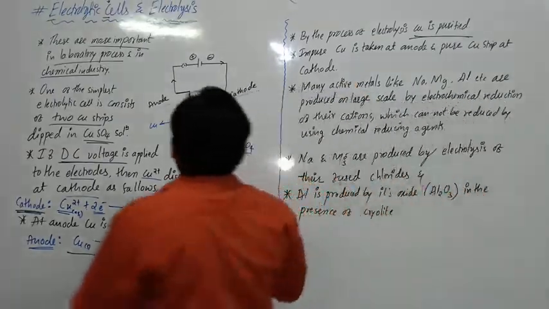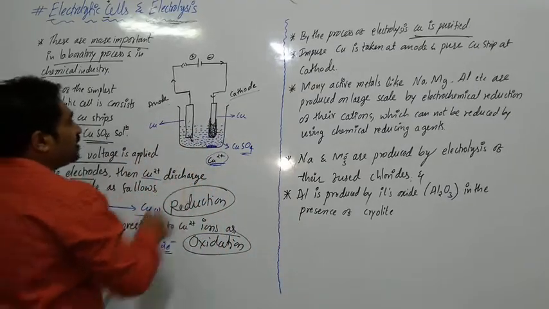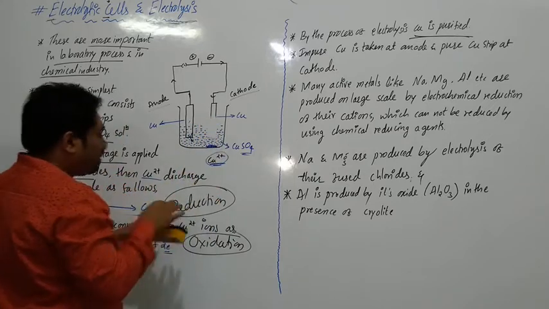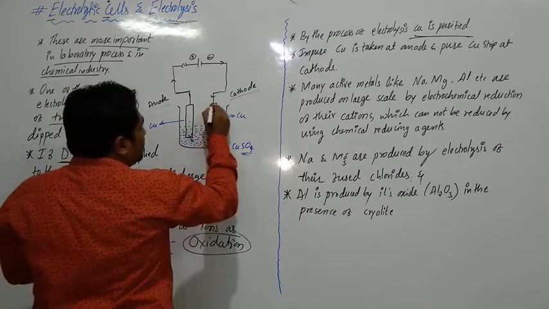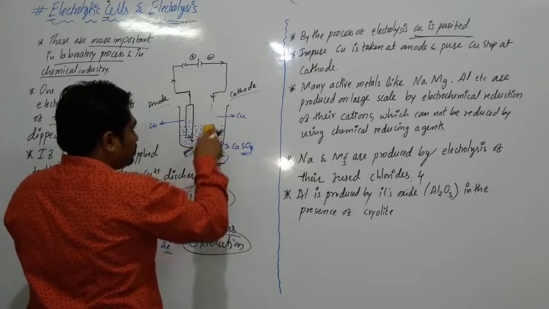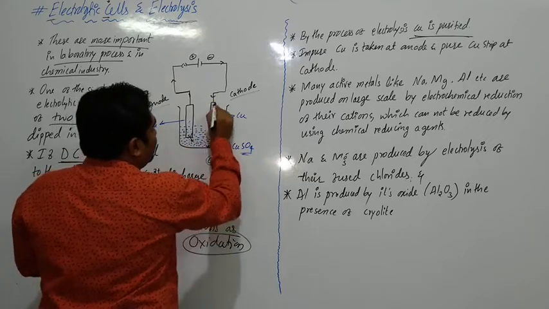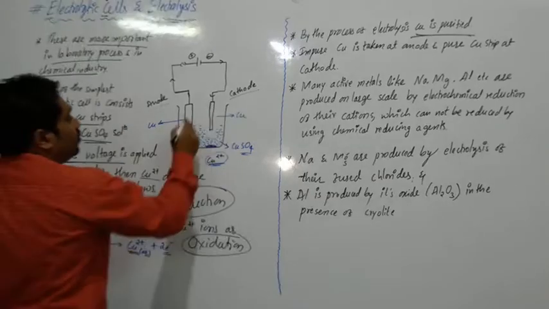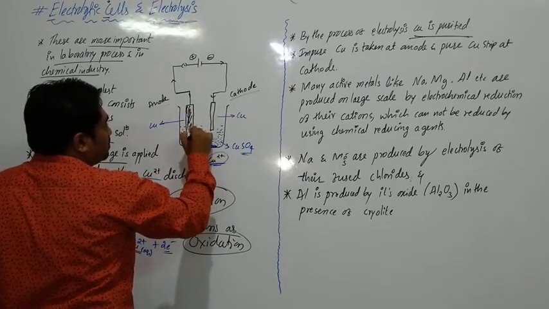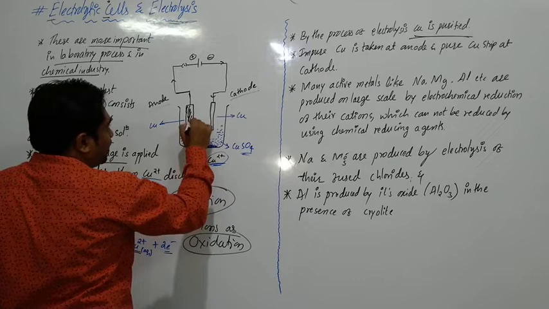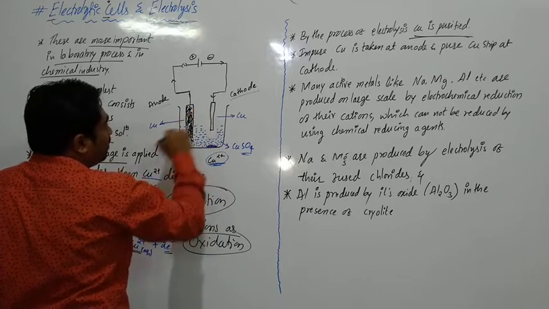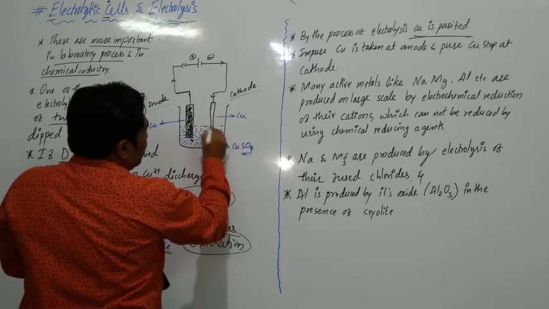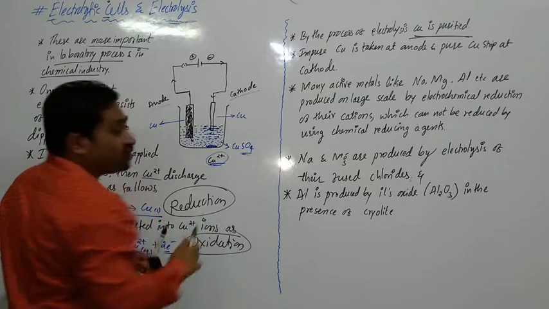How is impure copper purified? Initially I take a very thin strip of pure copper metal as the cathode. At the anode I have to take the impure copper, the copper which is to be purified. At the anode impure copper, at the cathode pure copper. Now, as soon as the battery is switched on, what happens?